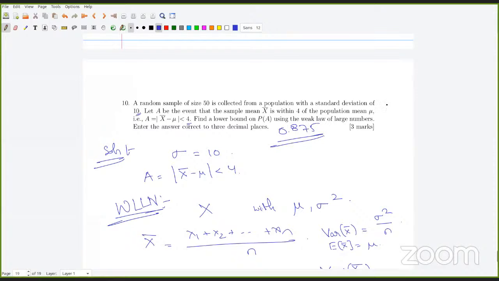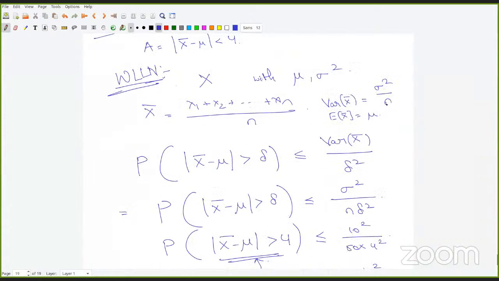Sir, I have a doubt regarding a confusion between the weak law and the central limit theorem in the practice assignment. Okay, we will deal with that.